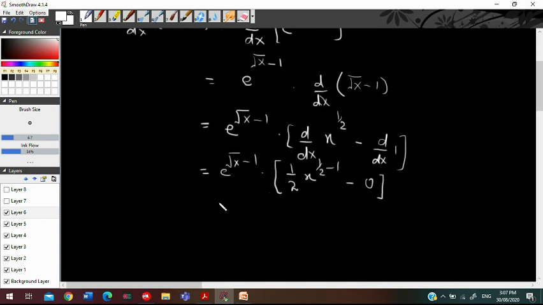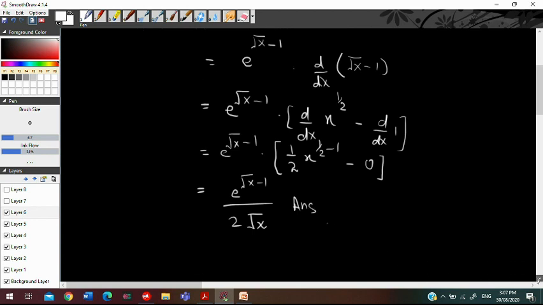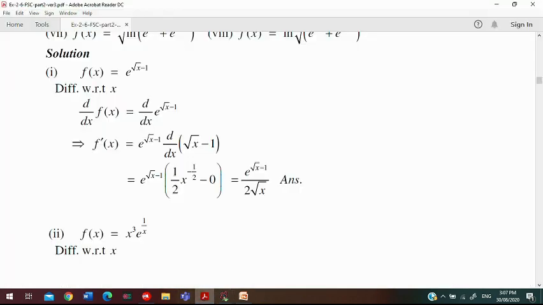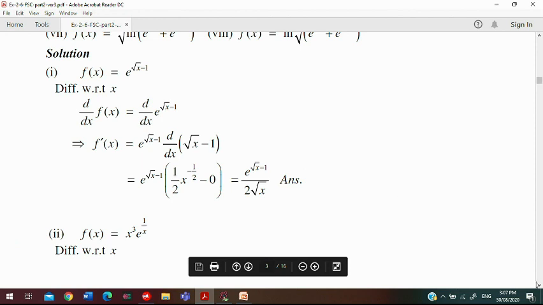Now this is the result, and you just write it like 2 into under root x as the answer of this first part. Now I'm going to solve the third part for you. You can see the second part over here. This is the solution of your second part.